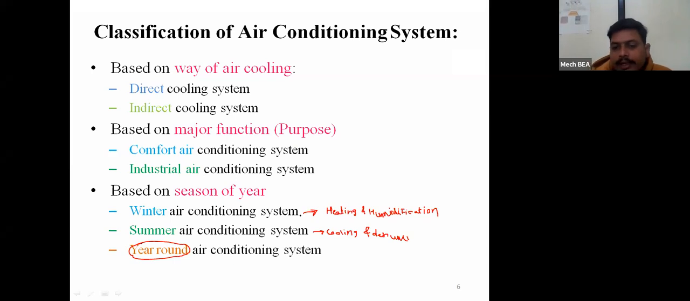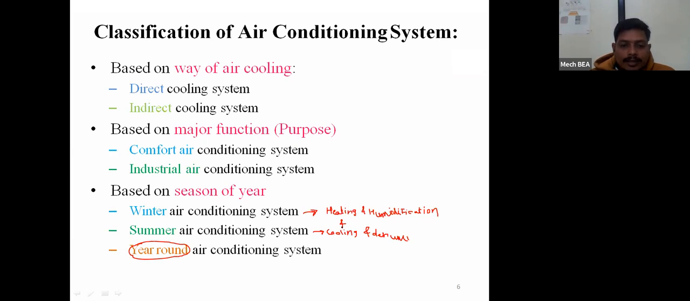So in that year-round air conditioning system, both heating and humidification as well as cooling and dehumidification processes are possible as per the requirement. If our requirement is in the winter season, then automatically that heating and humidification process will start. If the summer season is there, automatically that cooling and dehumidification process will start. So such type of system will be called a year-round air conditioning system.